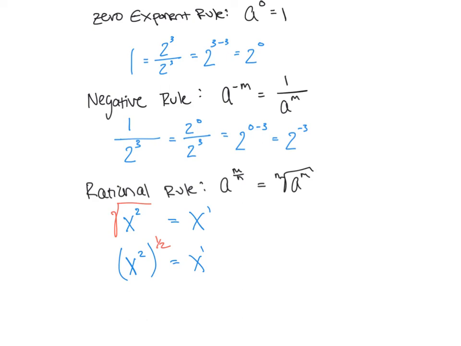Let's try this again with a different power. Let's try this with x cubed. Well, in order to get rid of an x cubed, you're going to use a cube root. It's going to get you x to the power of 1. Same type of thing. If we have x cubed, what do I need to multiply by 3 to get 1? Well, I'm going to multiply that by 1/3. It's going to get me x to the power of 1.